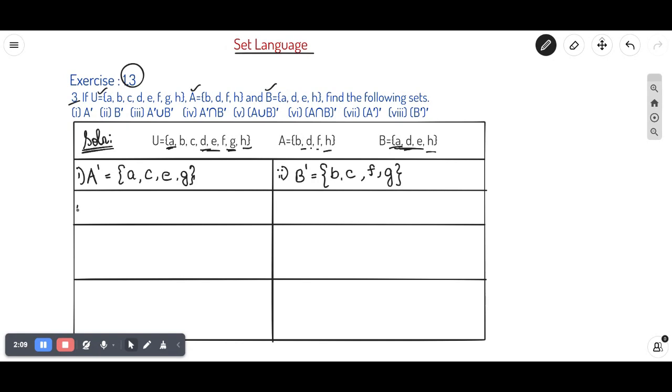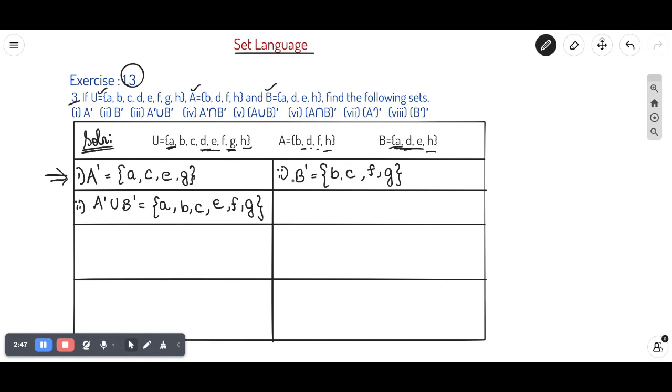Now let us move on to our next question, which is A dash union B dash. In this line we have written our A dash and B dash. Let's make use of it. A dash union B dash means we have to write all the elements in A dash and B dash. So let's start with a. a is there. Union means you have to write all the elements. So b is here, c is here. We don't have d in both the sets. e is there, f is there, and g is there. So this is our A dash union B dash.